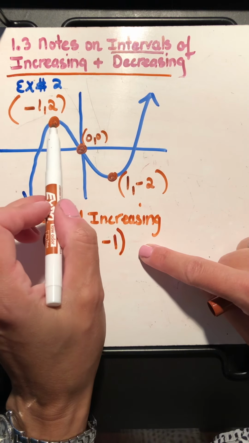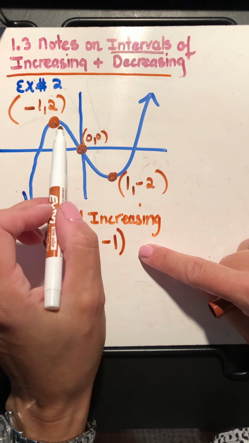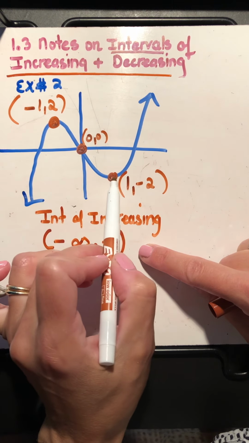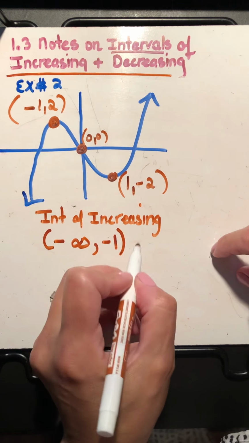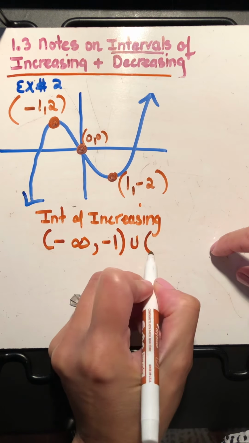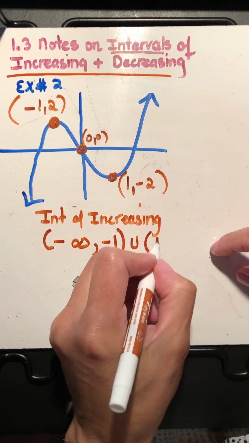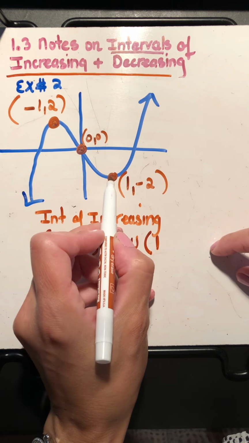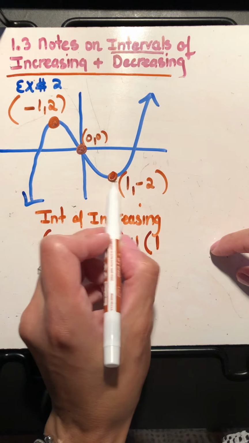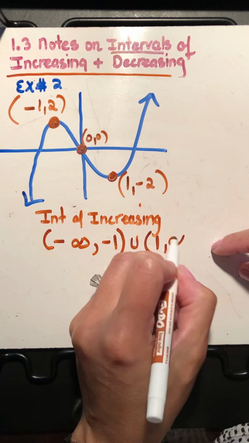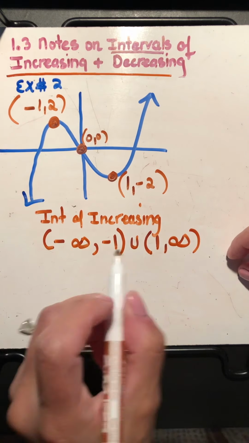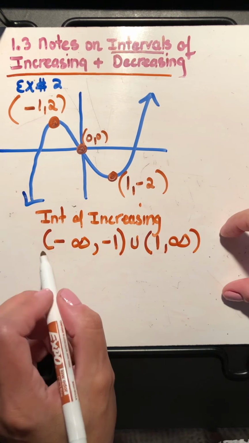Now, that can't be the only place that I'm increasing, right? It looks like also from positive 1 to infinity, I am increasing. But again, I need a union symbol, and I need round brackets around the 1, because technically at the point 1, I have a slope of 0, and I'm theoretically standing still. So I'm going to say 1 to infinity. Those are the intervals of increasing.